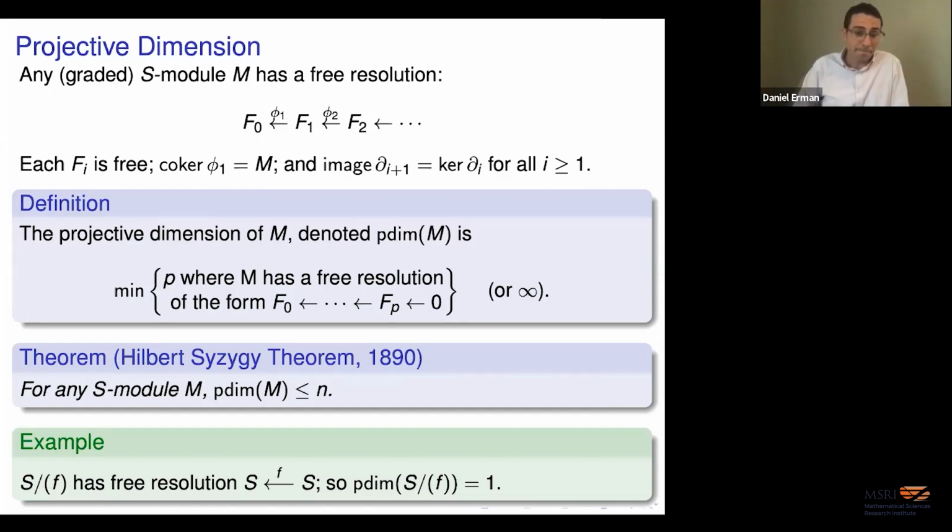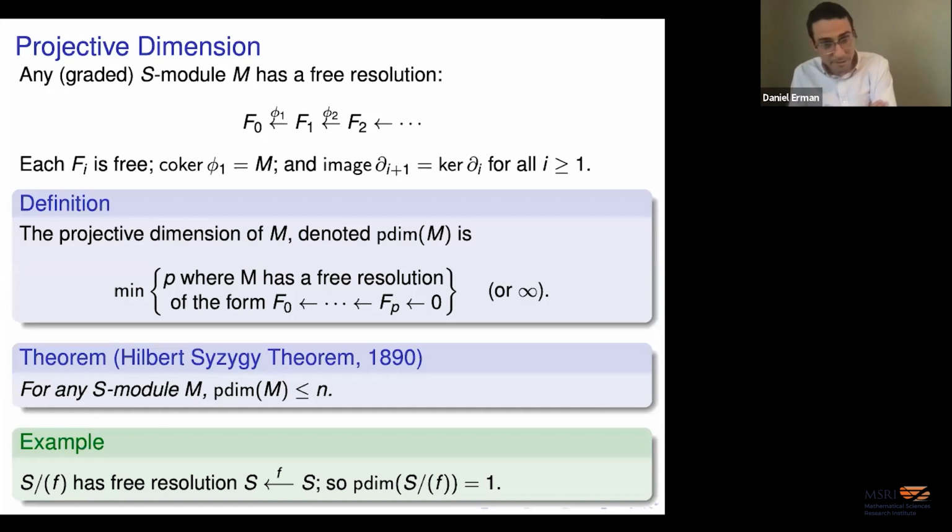So the Hilbert-Syzygy theorem says that there's a global bound on projective dimension. Remember S here is the polynomial ring in n variables. And the theorem says not only are these free resolutions always going to be finite, in fact, there's a uniform bound. The projective dimension is at most n, and that's independent of the module. It's a global bound. All right.